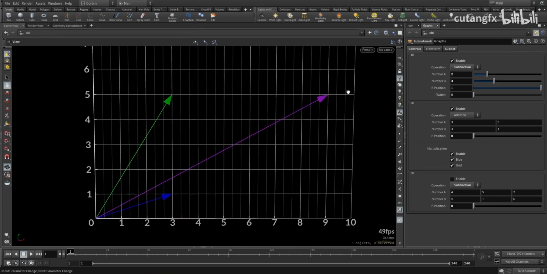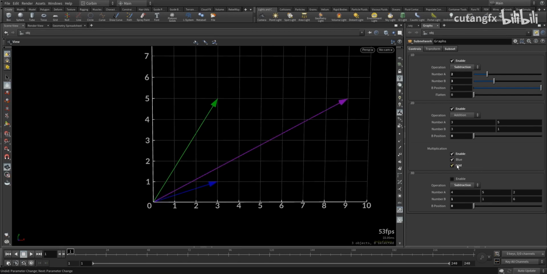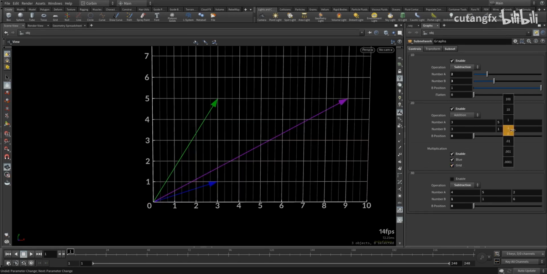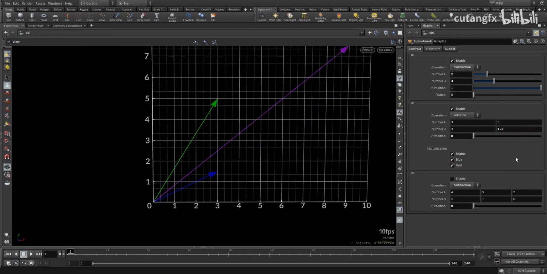Where is this purple vector? If we switch off this grid, where is it? It's 9 across and 5 up. Okay, now let's maybe just do one more of those where we do have some Y as well. So let's do something interesting like 1.5.